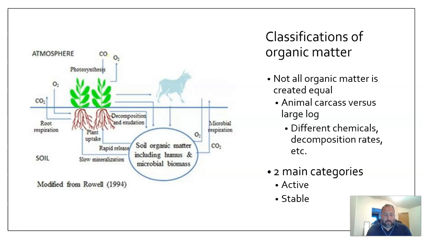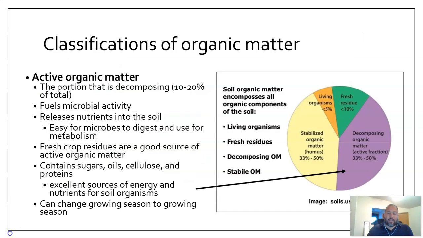But we do classify soil organic matter into two main categories: active and stable. Active organic matter is the portion of organic matter that's actively decomposing. It hasn't finished decomposing. It's still working its way, and you can still see some of it. If we were talking about this in the O layer, this would be an Oi or an Oe, because we could still see some of what it came from. We could still see what the material was before it became just organic matter.